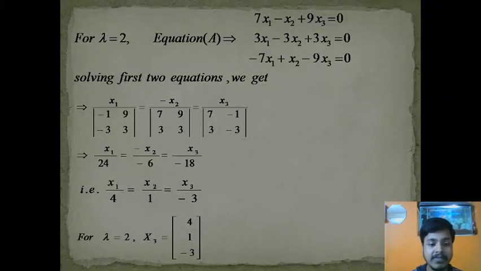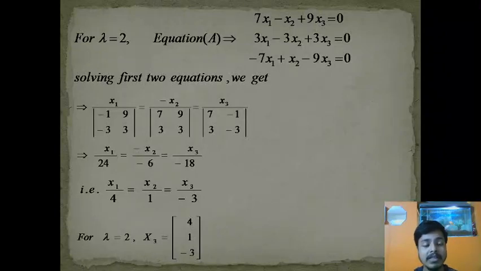See, we have done nothing new. Whatever we have done for lambda equal to 0 and lambda equal to minus 1, a similar thing we are doing for lambda equal to 2. Now once you get the eigenvectors for those eigenvalues, you are now able to write down the modal matrix. What is the modal matrix?